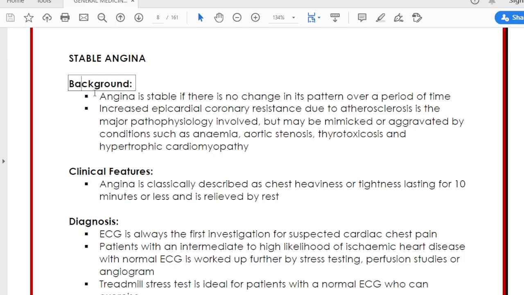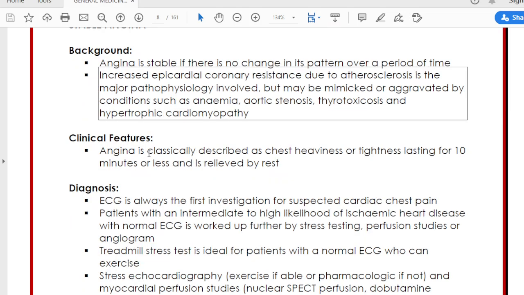Stable angina. Background. Angina is stable if there is no change in its pattern over a period of time. Increased epicardial coronary resistance due to atherosclerosis is the major pathophysiology involved, but may be mimicked or aggravated by conditions such as anemia, aortic stenosis, thyrotoxicosis, and hypertrophic cardiomyopathy.